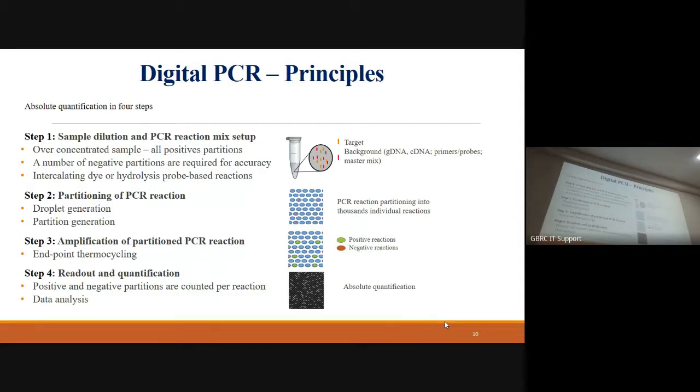So the workflow is the same as RT-PCR. The workflow can be different using different platforms. It can be different for droplet digital PCR. It can be different, but whatever we have here, the workflow is almost similar compared to the RT-PCR.